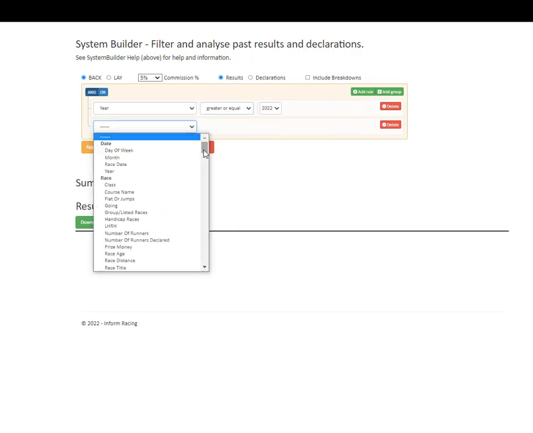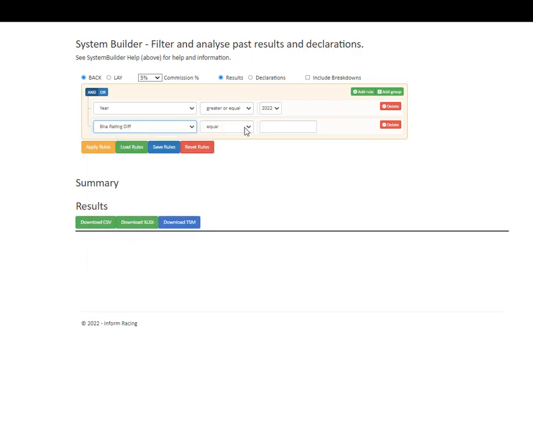Next rule I'm going to use is the BHA rating difference, so this is the official handicap mark, and I'm going to have less or equals -1. Okay, so this means that the horses we're looking at will have dropped in the handicap mark by at least 1.